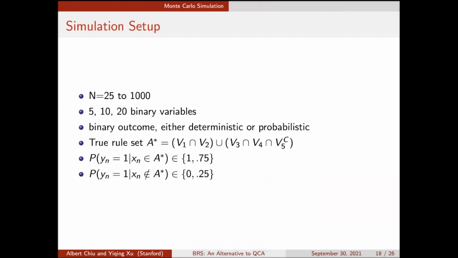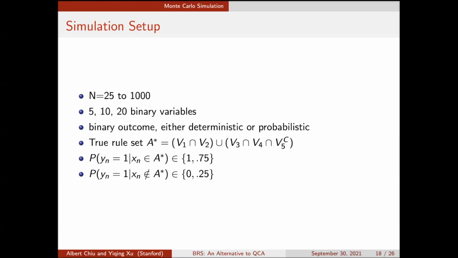And as I promised before, I'm now going to give you a little bit of evidence for my earlier claim that QCA doesn't really do that well once we leave this very small n deterministic almost setting. And so in our simulations, we're going to vary both the sample size and the number of variables. And then we're going to have a binary outcome that's either deterministic or probabilistic.